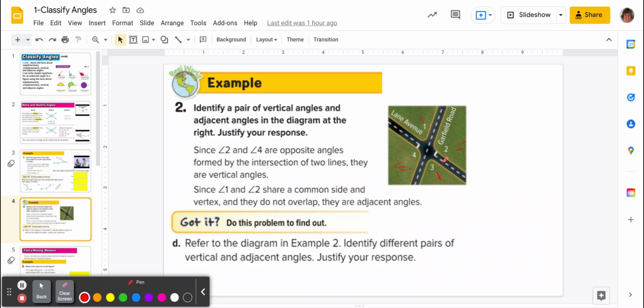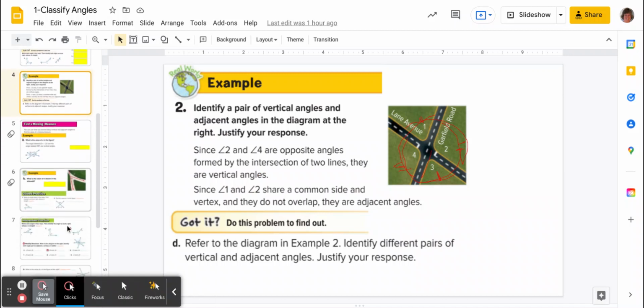All right, so angle 1 and 3 are opposite angles, and they are also vertical angles. Angle 4 and 2 are opposite angles, and they are vertical angles. Angle 1 is adjacent with angle 4. They form a straight line. Angle 1 is adjacent with angle 2, next to angle 2. Angle 2 is adjacent to angle 3. They are next to each other. And angle 3 is adjacent to angle 4. They are next to each other. Adjacent simply means next to.